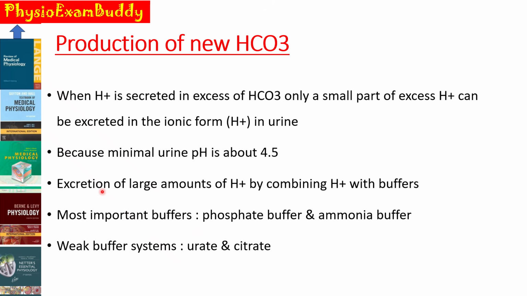And whenever there occurs an excretion of a large amount of H+, this excess amount of H+ will be excreted by combining this H+ with certain buffers. And the most important buffers involved in the excretion of H+ whenever the body excretes a large amount of H+ are the phosphate buffer as well as the ammonia buffer. Other weaker buffer systems can also be involved in the production of bicarbonate, like urate as well as citrate.